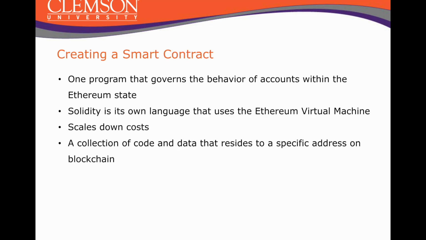The way our app actually communicates with the blockchain is through a Solidity-created smart contract, which is just one program that contains all of our functions in order to add hashes and the metadata to the blockchain and also retrieve them in case of an audit. Solidity is its own language that communicates with an Ethereum virtual machine, and in our case this is Ganache. By doing this, we scale down cost, and this goes hand in hand with off-chain processing. And this code is just data that resides at a specific address on the blockchain.